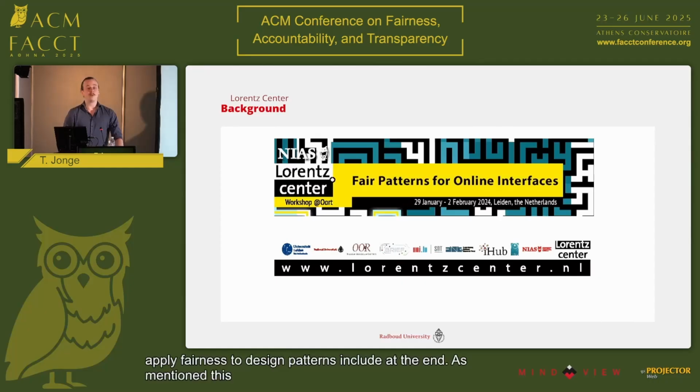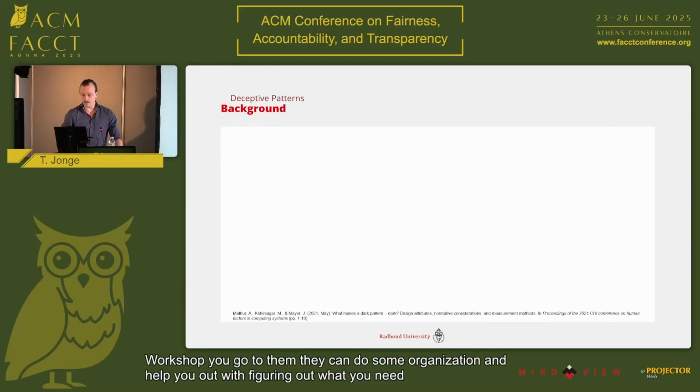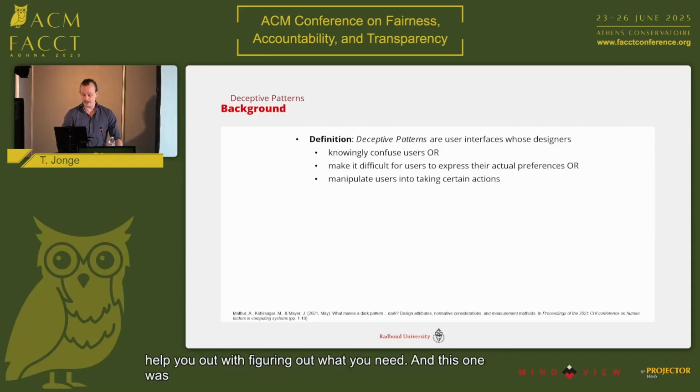As mentioned, this came from a workshop. This workshop was at the Lawrence Center. If you haven't heard of it, I recommend you look at it. It's a place in the Netherlands for organizing workshops. If you are a scientist with a good idea about a workshop, you go to them. They can do some organization and help you out with figuring out what you need. And this one was on deceptive patterns.